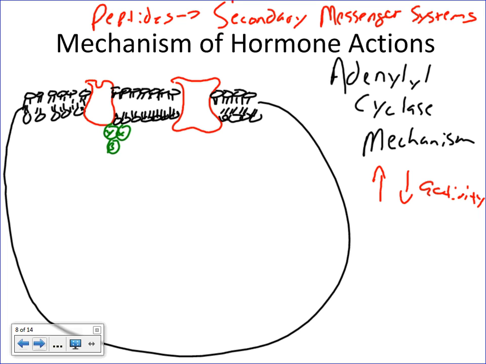There are two commonly talked about secondary messenger systems: the adenylyl cyclase mechanism and the phospholipase C mechanism. Various hormones utilize these different mechanisms based on the chemistry of the hormones and the receptors we're talking about. Most of the pituitary hormones utilize this adenylyl cyclase mechanism. So let's talk about, in a nutshell, how this works, which, again, is relatively simple.